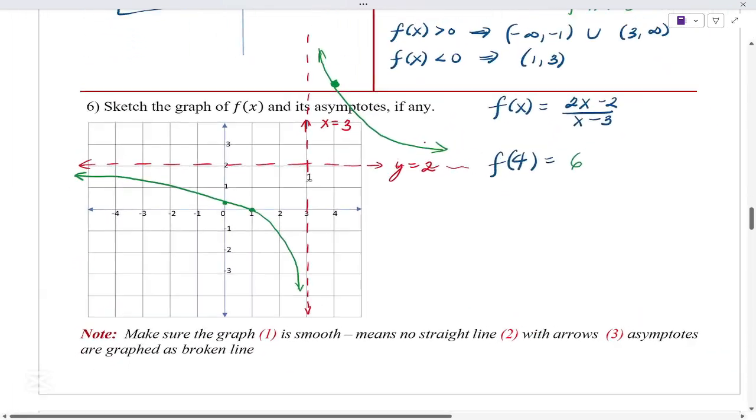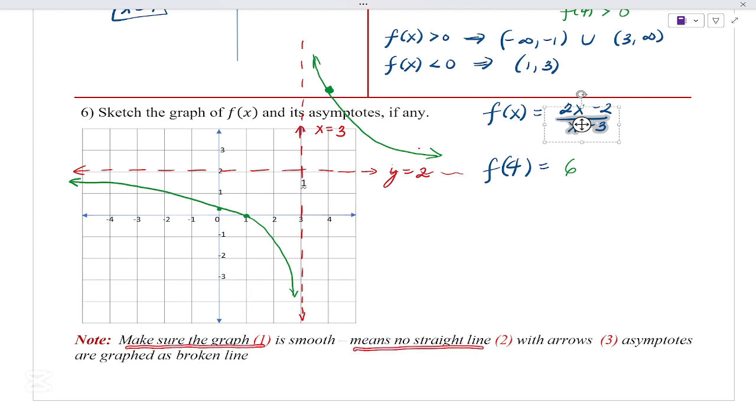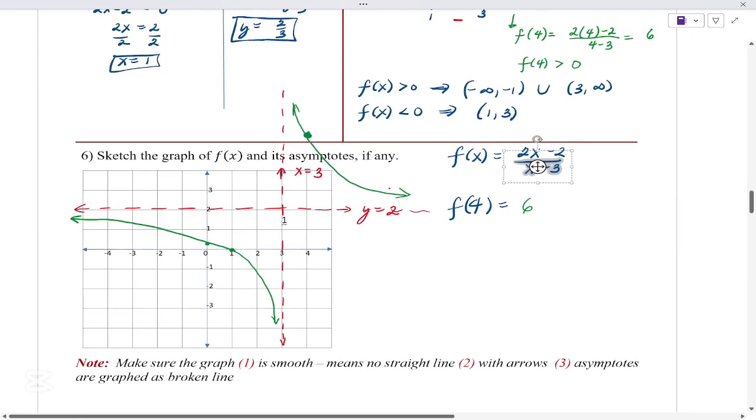And take note, in graphing a rational function, you have to take note of the following. First, make sure that the graph is smooth, meaning there's no straight line. Okay? And with arrows on the endpoints. And the asymptotes are graphed as broken lines, like this vertical asymptote and this horizontal asymptote. That's it.